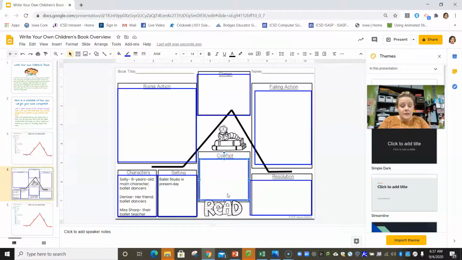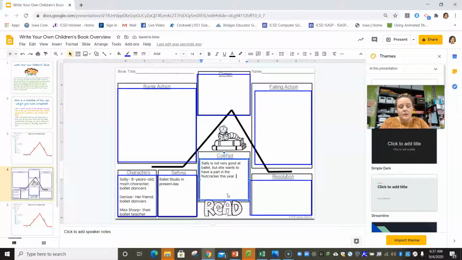And the problem is that Sally is not very good at ballet, but she wants to have a part in the Nutcracker this year. And remember, the Nutcracker is that famous ballet. Okay, so she's going to have to figure out how to get a part.